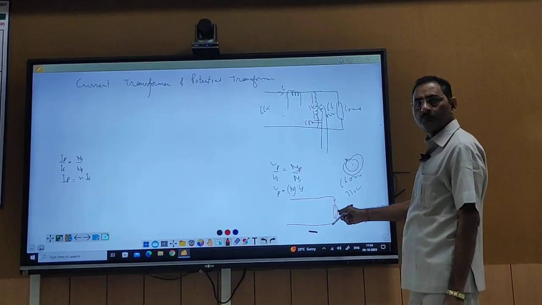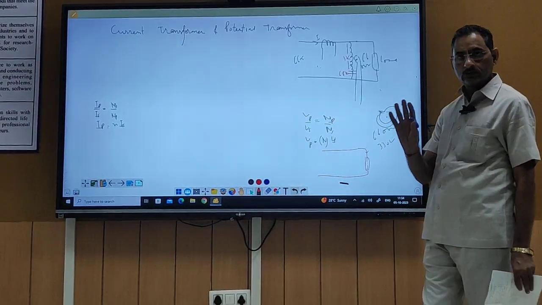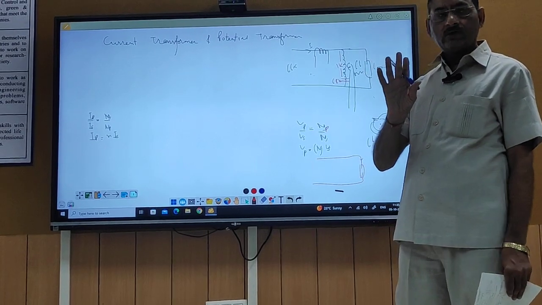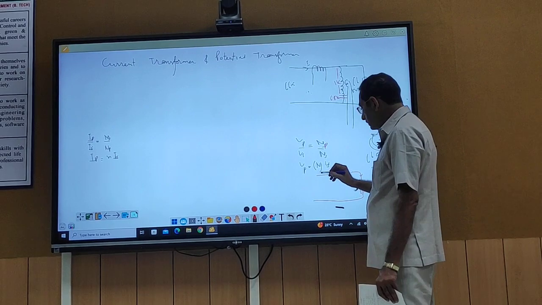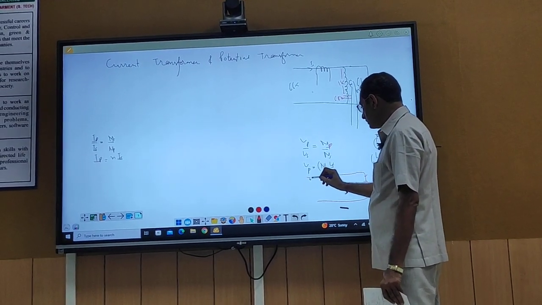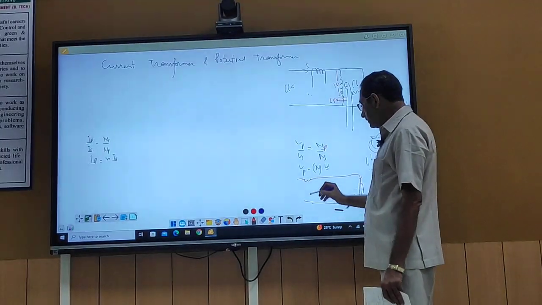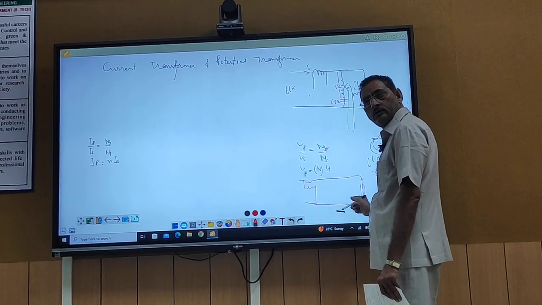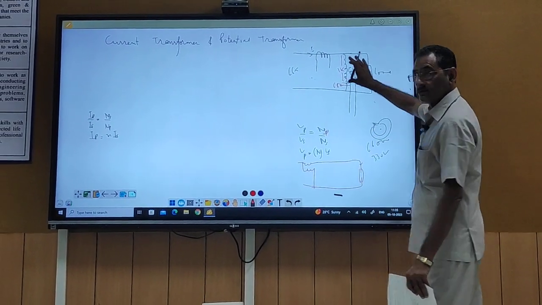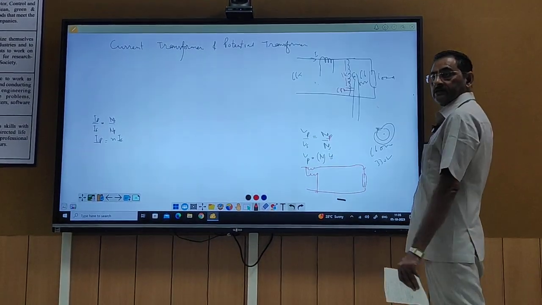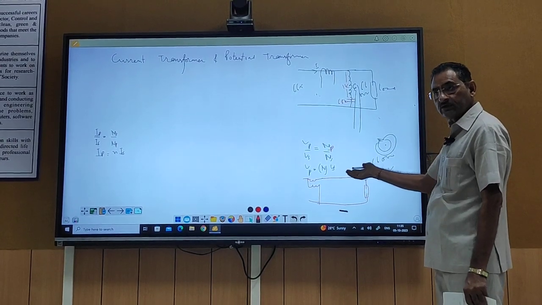suppose we want to measure the power of a normal load in the laboratory. What we do: the wattmeter has 2 coils, one is the current coil and another is the potential coil. The current coil of the wattmeter is connected here in series, and the potential coil is connected in parallel to the load. Now what will we do here? The load is here, this is a line, a 66 kV line is there, and you want to measure the power and the wattmeter is here.